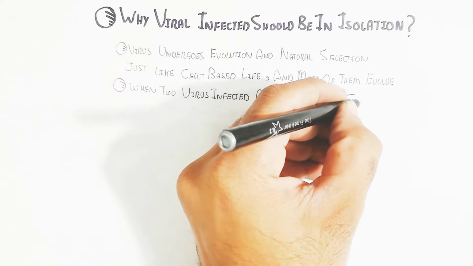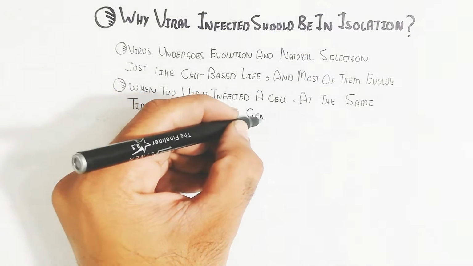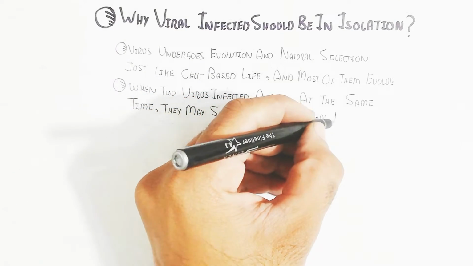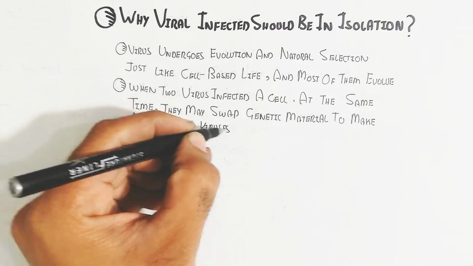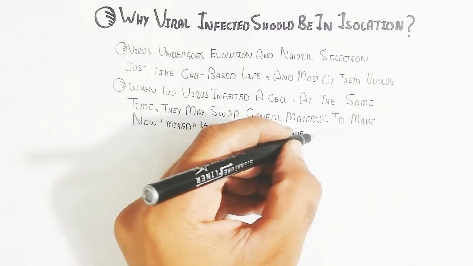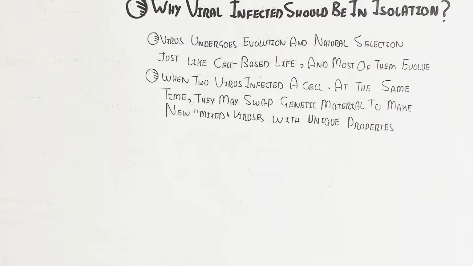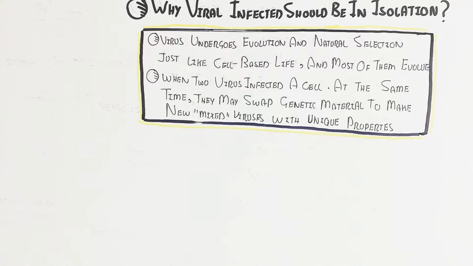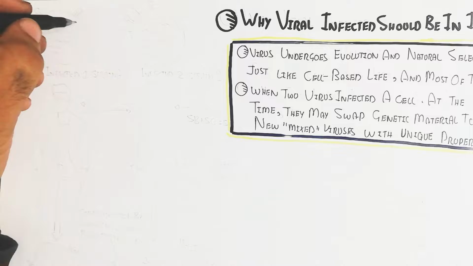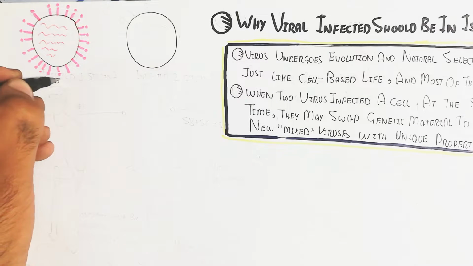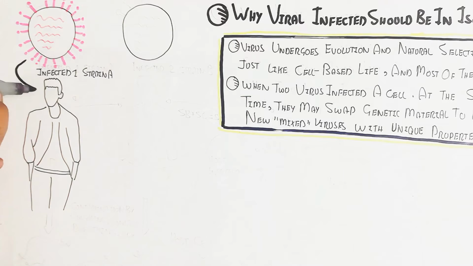the same person. When two viruses infect at the same time, they may swap genetic material to make new mixed viruses with unique properties. This unique property, containing a different type of spike protein, requires a different type of receptor, and the immune response is still not activated because it is a new variant, so it requires a new immunoglobulin against this pathogen, against this antigen.